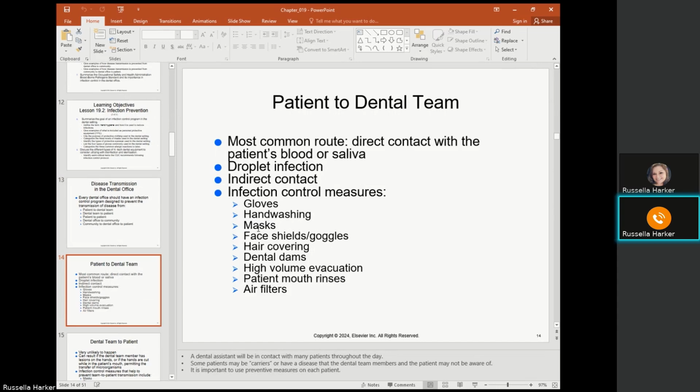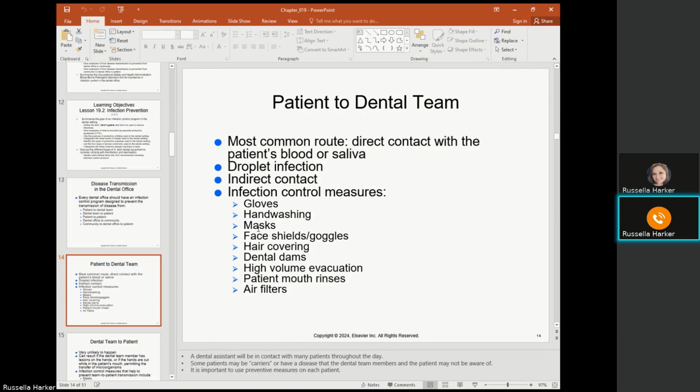Indirect contact means that this blood or saliva has touched something, it could be the counter, could be the handpiece, whatever, and then you touched it. So it didn't directly touch you, didn't come flying out of the mouth and touch you, but it did touch something else that's in the treatment operatory, and then you touched it. So it still has that live pathogen in it. It just touched something else before you touched it.